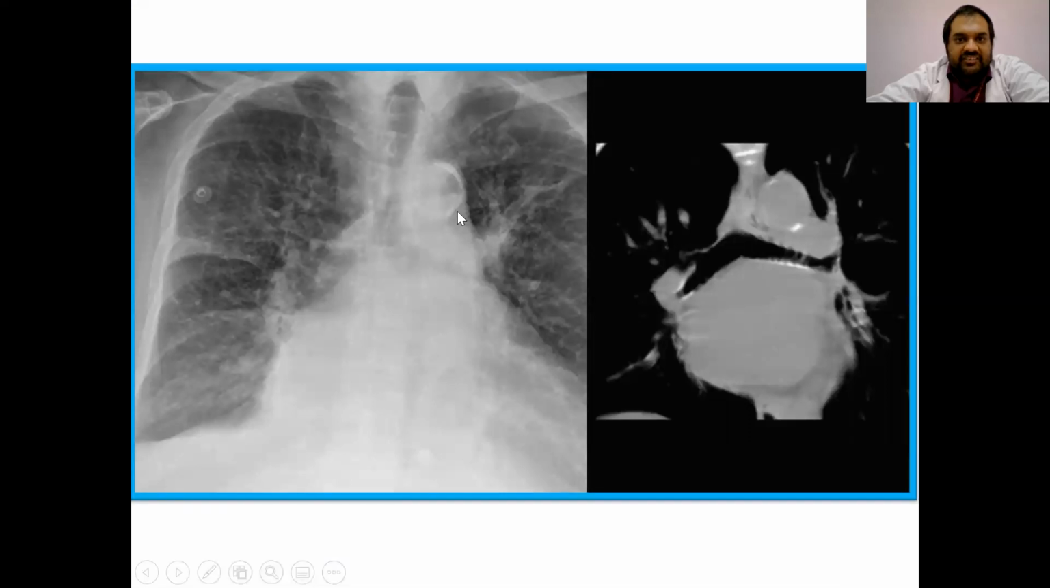This is a frontal chest radiograph showing the cephalization of vessels, the fluid in the horizontal fissure, calcified aortic knuckle or aortic arch, and large cardiomegaly.